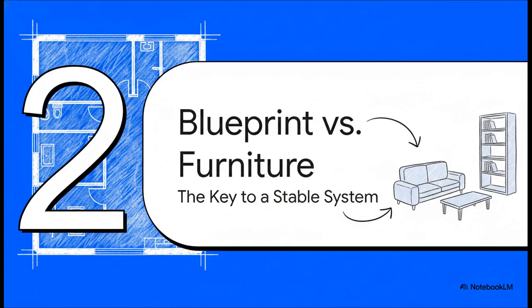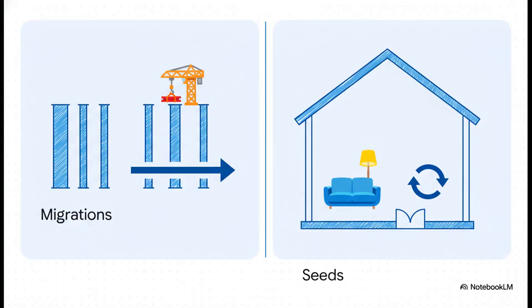Well, it all starts with a shift in how we think about this. The absolute key is to separate the structure of your database from the actual data that lives inside it. I love this analogy. Think about building a house. You've got the blueprint, which is the structure, and then you've got the furniture you put inside. And that distinction is just everything.